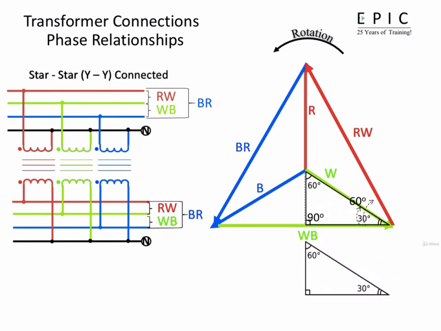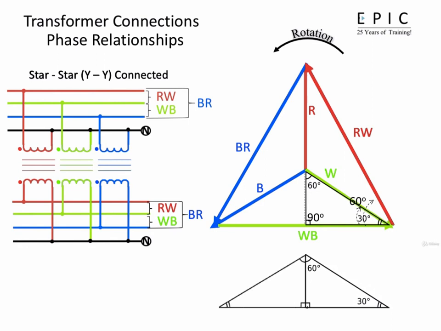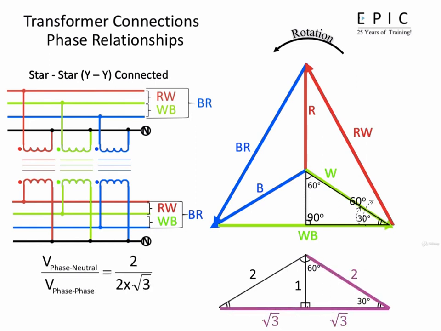As can be seen, the two phase to neutral voltages and the phase to phase voltage form two adjacent 30, 60, 90 degree triangles, each of which has sides in the ratio of 1, 2, and the square root of 3. Therefore, the magnitude of the phase to neutral voltage and the magnitude of the phase to phase voltage are in the ratio of 2 over 2 times the root of 3, or the phase to phase voltage equals root 3 times the phase to neutral voltage, and this is magnitude only, of course.